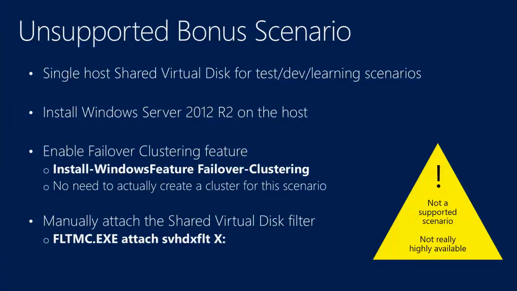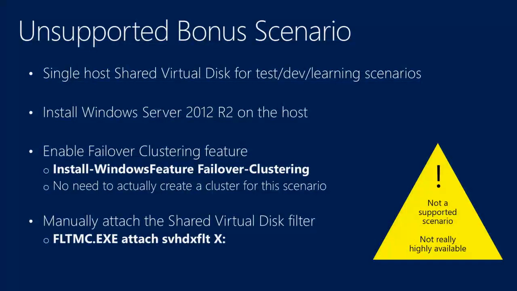One thing that you can do, which I was thinking of demoing before my notebook had a little malfunction today, was you can do that actually only for test, dev, and learning. You can actually experiment with this on a single machine if you want to, right? How do you do this? You get a machine, you install the new Windows Server 2012 R2 on it. Then you enable the failover clustering feature, but you don't have to create a cluster. Just install the failover clustering feature. Then manually attach to any disk that you want to use as a shared disk.